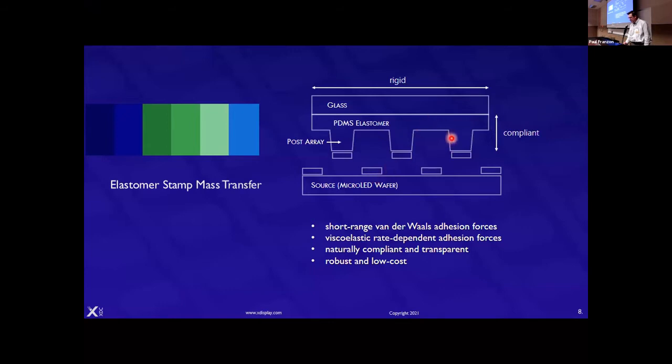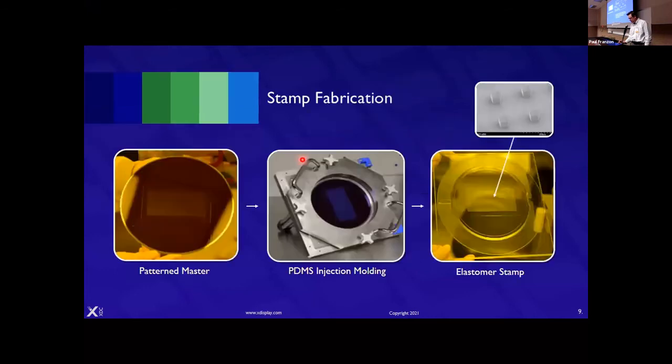I've already mentioned it's naturally compliant. These stamps are also naturally transparent, so you just put a microscope on this side of the stamp and you simply look through the stamp when you do your alignments. These stamps are robust, so they do this transfer process tens of thousands of times without any degradation of the process. It's low cost, it's made out of silicone and glass, and it's made using an injection molding process.